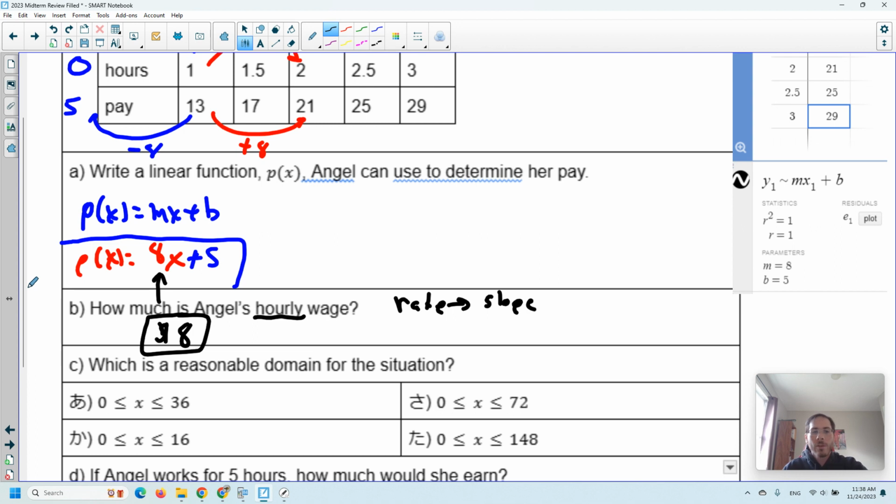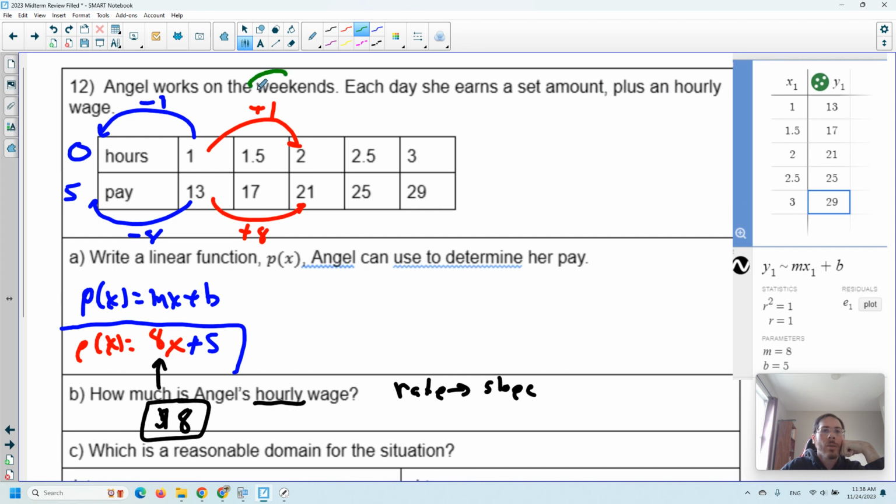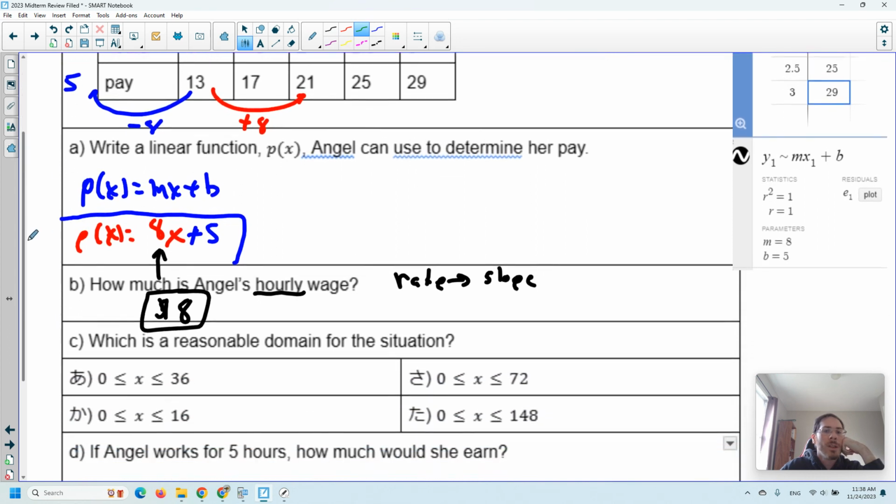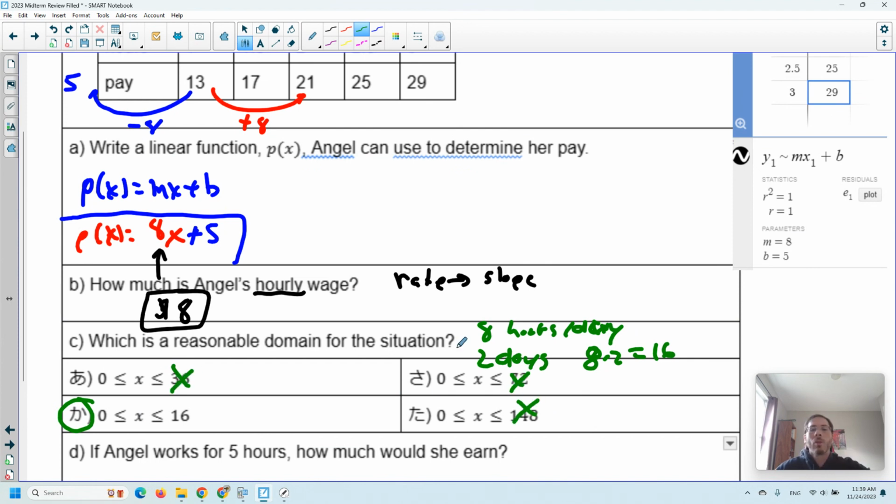What's a reasonable domain for the situation? So again, if we look at this one, it says that she's going to work on the weekends. So for a weekend, we can think how many hours would make sense for a weekend. So if you work for 8 hours a day, and the weekend is 2 days, so 8 times 2 would be up to 16 hours. So if she worked all of Saturday and all of Sunday, 2 full days, that would be about 16 hours. So we would pick this one. Again, 36 would be a little bit too much for 2 days, and 72 and 148 are unreasonable choices. That's more hours than exist in a weekend.